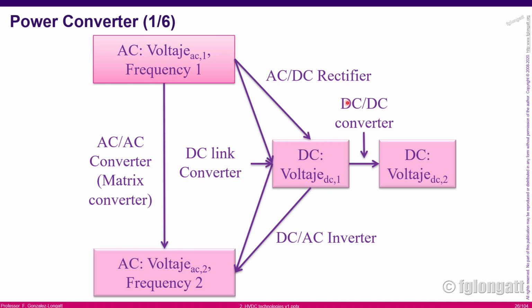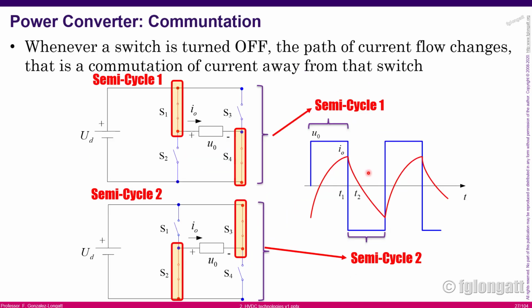However, what I want from this very specific slide is that you understand that there are very different configurations of power converters. But for typical HVDC, we have the rectifier and the inverter, and those are the most important, okay? Now let's jump here to commutation.